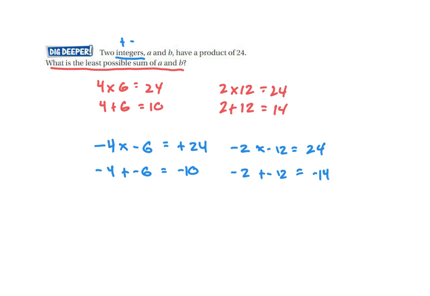There's one other option that oftentimes we overlook. It's negative 1 times negative 24. That's going to give us a product of 24, but now see when we add negative 1 and negative 24, we're going to end up with negative 25. So in this situation, the smallest sum that we could get for a and b is negative 25.